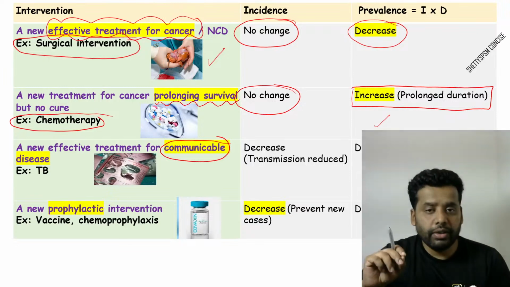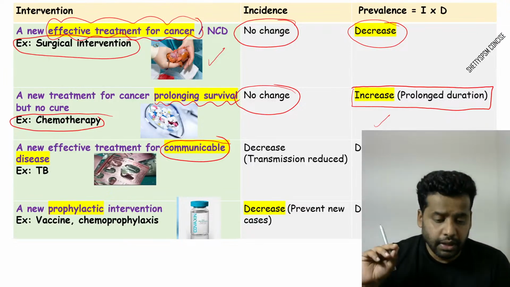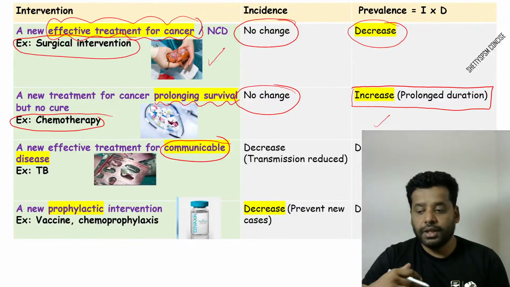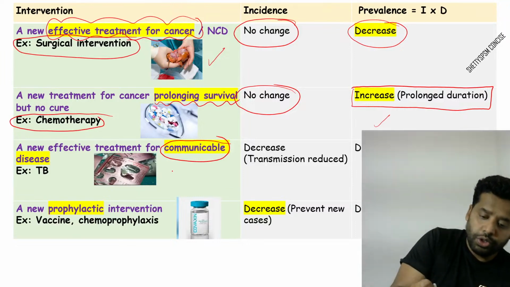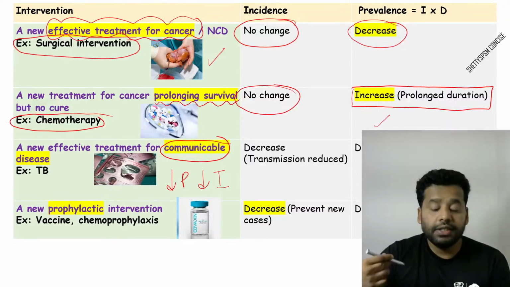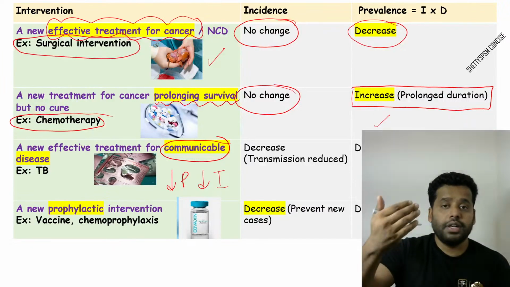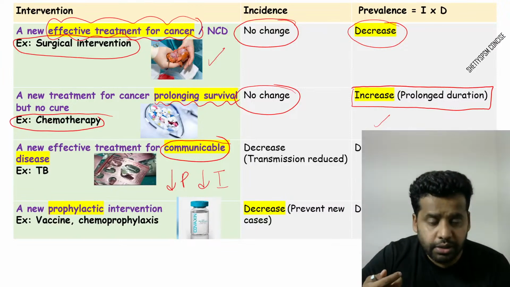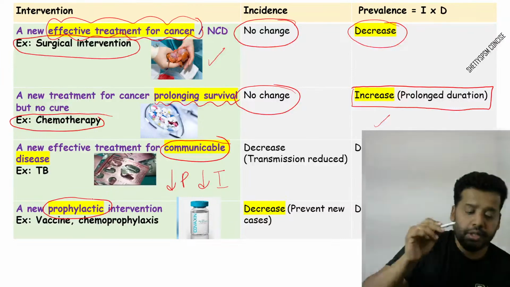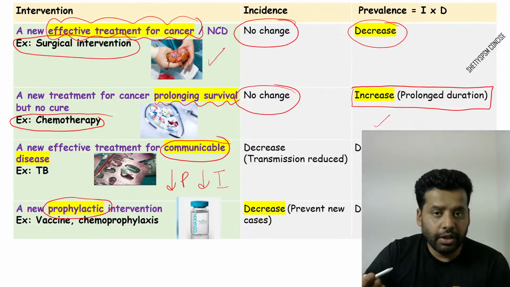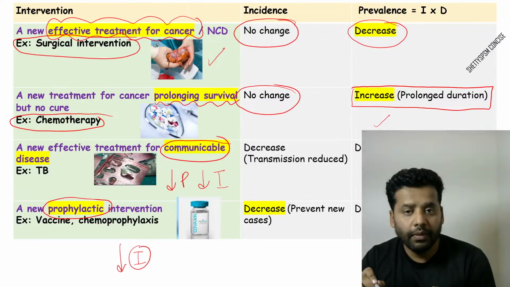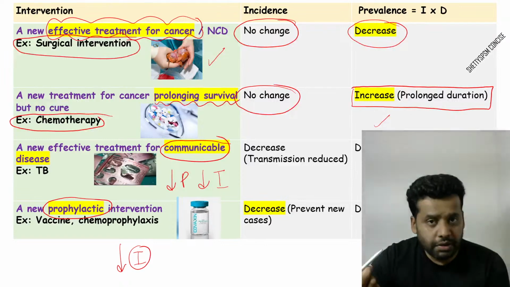A new effective treatment for a communicable disease, tuberculosis, means the patient is getting cure, and at the same time transmission is reduced. So both will decrease, prevalence will decrease, incidence will decrease. Why will incidence decrease? Because transmission is reduced. You are treating a communicable disease, so transmission will come down. A new prophylactic intervention means something which is preventive. Prophylactic intervention will reduce incidence. If incidence is coming down, prevalence will also decrease.